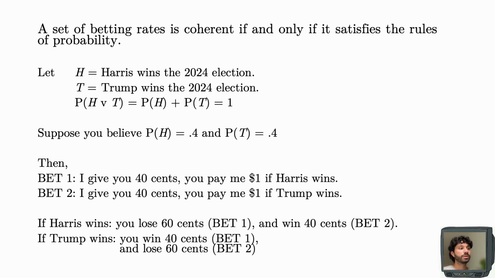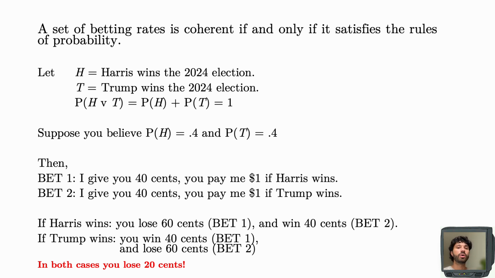Well, if Trump wins, it's similar. You win 40 cents from the first bet, right? Because I give you 40 cents and you pay me the dollar back only if Harris wins, but she doesn't win, so you get to keep the 40 cents. But you lose 60 cents from the second bet because I gave you 40 cents in the second bet, but you gave me back $1, so that's a 60 cent loss on your part. And in both cases, you lose 20 cents. So you're, again, in a bad situation, that no matter what happens in the election, you lose money.